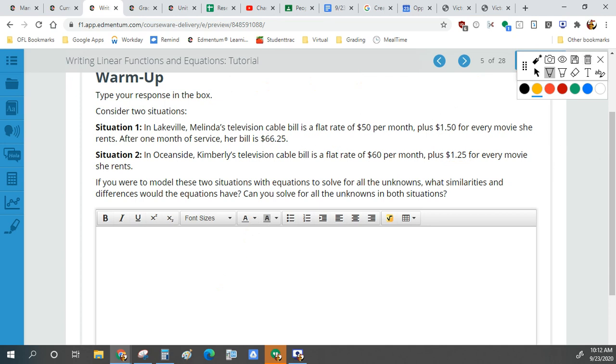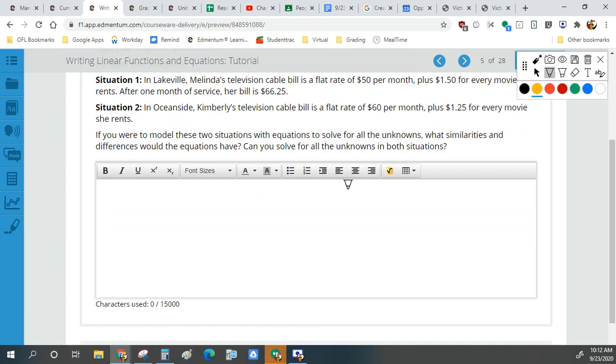What we're going to do here is model these two situations with equations and solve the unknowns. What similarities do they have? Can you solve the unknowns? In this case, our unknown is the number of movies. In both functions, we don't know the number of movies.